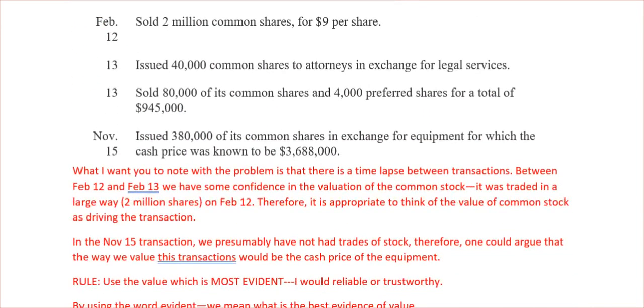Here we have, on February 12th, selling 2 million shares of stock for $9 a share. When you do this, I like to say that the best evidence which exists out there in transactions is cash value. Cash has a stronger value to it than anything else. So if you have cash coming in, you tend to record any transactions at that cash value. 2 million times 9, the cash coming in is going to be 18 million.